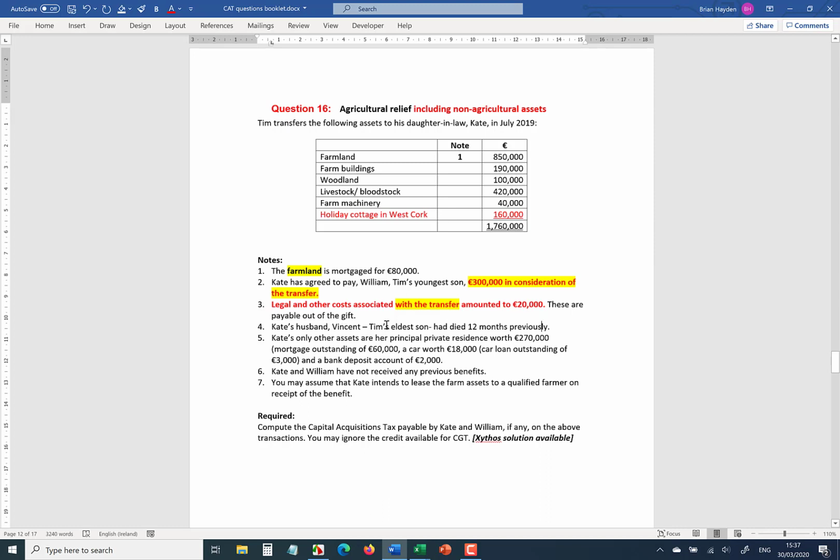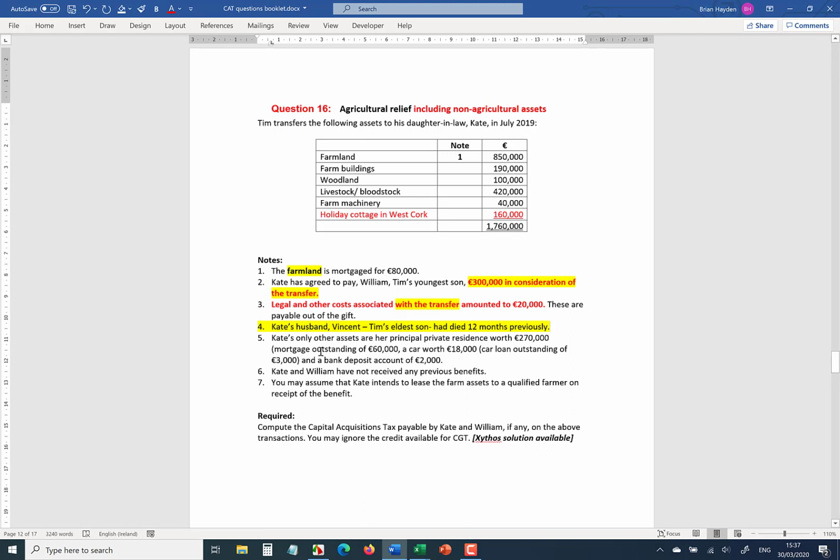Kate's husband Vincent, Tim's eldest son, had died 12 months previously. So again, that establishes the daughter-in-law link between Tim and Kate. But there's also a very important consequence there that's worth noting, and we'll see that in the solution. This is known as stepping into the shoes of a deceased person. And it essentially benefits you in terms of the group threshold that you can apply, but we'll see that in the solution.